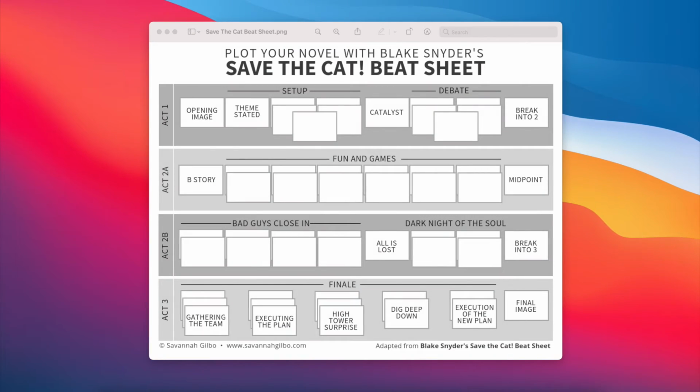Blake Snyder, in his book Save the Cat, explains how we can build a compelling story by hitting 15 key dramatic plot points, or plot regions if I can call it that.